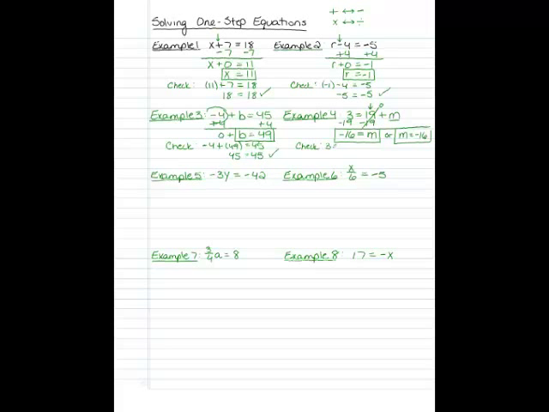So 3 equals 19 plus negative 16. 19 plus negative 16 is 3. That is true, so it checks.